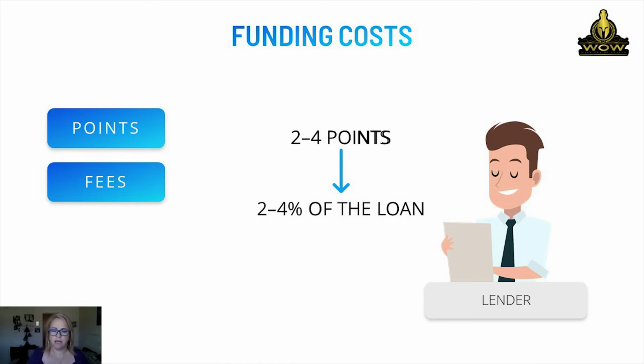So when you're calculating how much the points are going to be, you have to take into account the entire amount of the loan, even though they're not giving it to you up front, right? Hard money lenders are pretty smart that way. All right, and then fees, same thing as before.